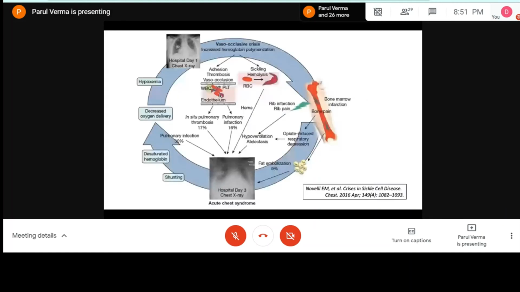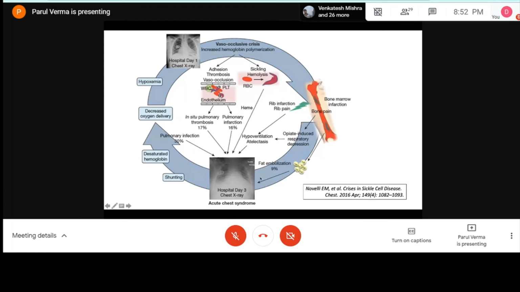Now this diagram explains the pathogenesis of acute chest syndrome. Once there is a veno-occlusive crisis, the sickle RBCs adhere and cause thrombosis in the pulmonary capillaries. This leads to pulmonary thrombosis and infarction, which can cause acute chest syndrome. The sickled RBC also releases heme, and in animal models, it has been shown that the release of heme can trigger acute chest syndrome. The vaso-occlusive crisis also leads to infarction of the bone marrow, and this bone marrow infarction can lead to fat embolization and lead to acute chest syndrome.